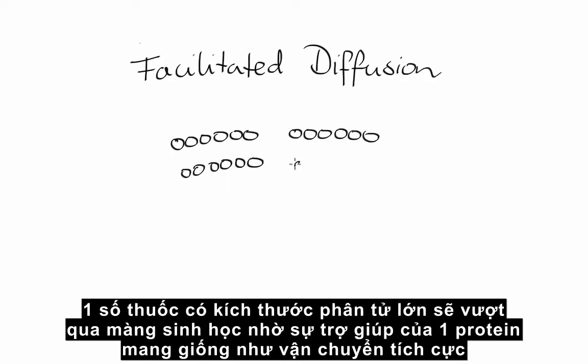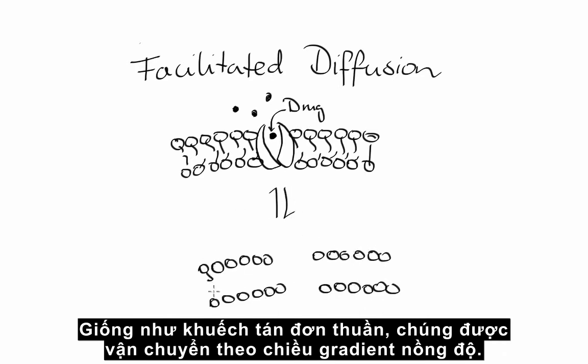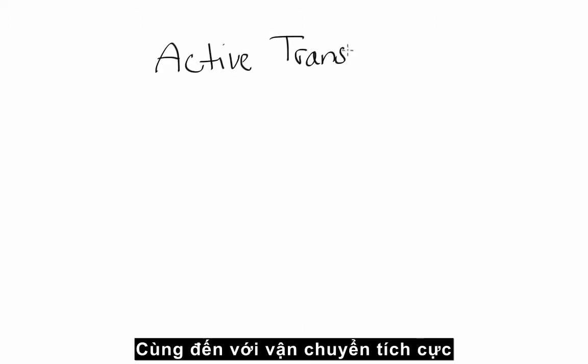Other drugs, especially larger molecules, will pass with the help of carrier proteins. Just like in passive diffusion, they also move from an area of high concentration to an area of low concentration. The only difference is that they actually need a little bit of help from the carrier proteins that are in the membrane. Let's move on to active transport.